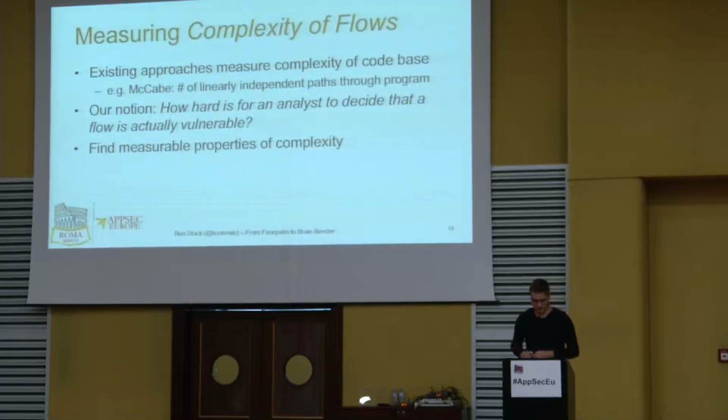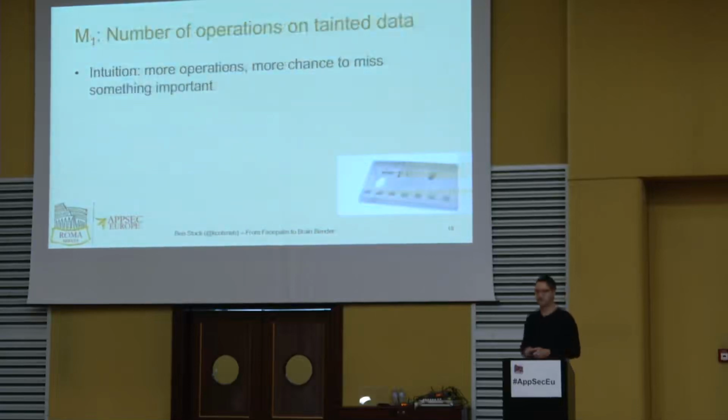So metric 1, this is a very easy one, is the number of operations on tainted data. And the intuition here is the more operations you have, the easier it is to miss something. For example, think of some operation where first the data is being escaped, then you have 200 operations, and then at some point in these 200 operations, the data might be unescaped again. So all of a sudden you have a vulnerability that, if you only looked at, let's say, the first 5 or 10 operations, would not have been visible to you.